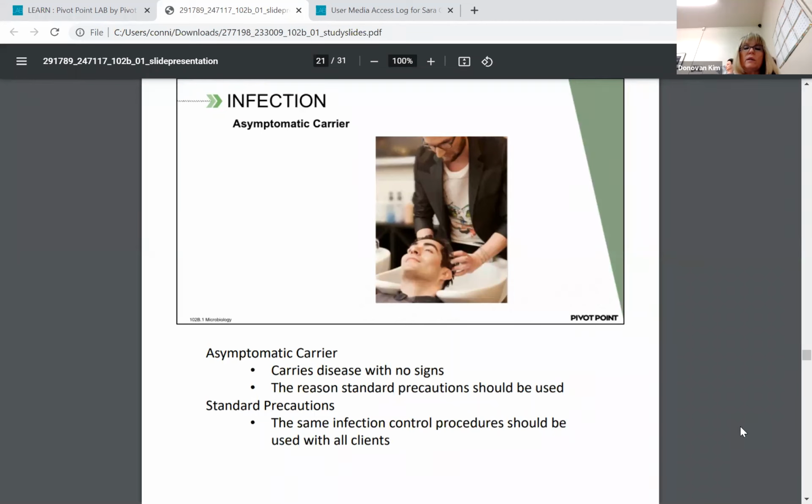So, asymptomatic carriers are the reason why you want to treat everyone like they have the worst possible disease ever. And that is known as a standard precaution. This is using the same infection control procedures with every single client and treating everybody like they have the worst disease you've ever come across. And that is why we do this, right? Protection. We're protecting ourselves, we're protecting the public.